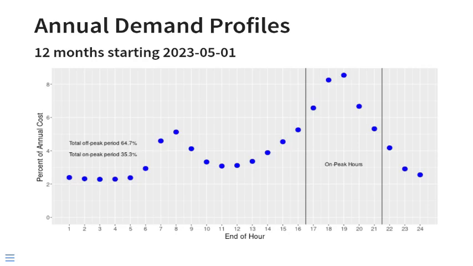Here's an example where you're looking at the demand, and what you get is a distribution of your demand taking into account every single month of the year. In this particular example, it's the year, 12 months starting May 1, 2023. You get what you expect, basically.